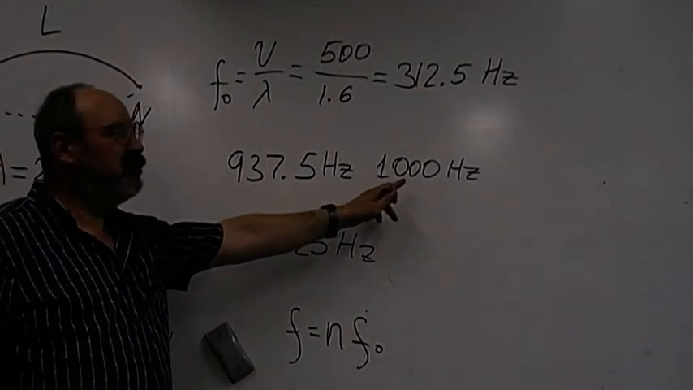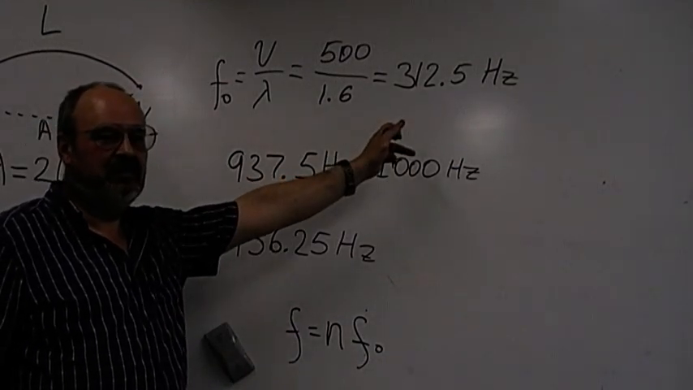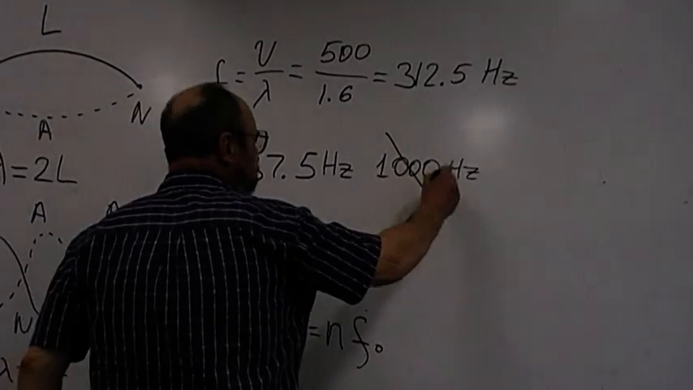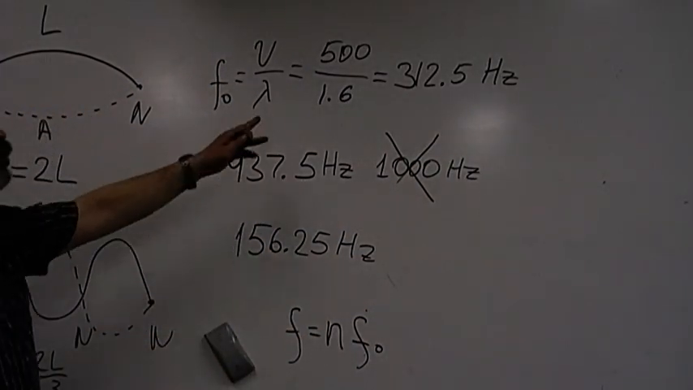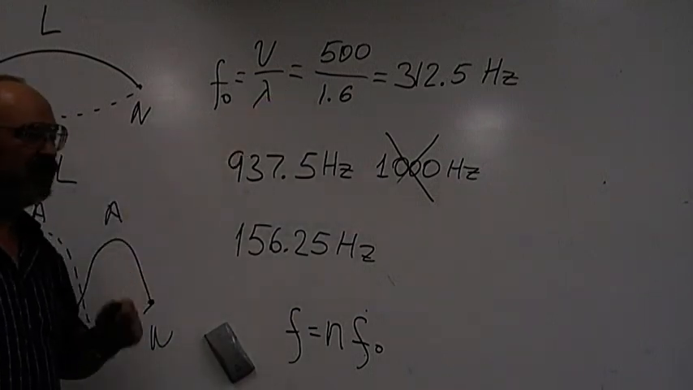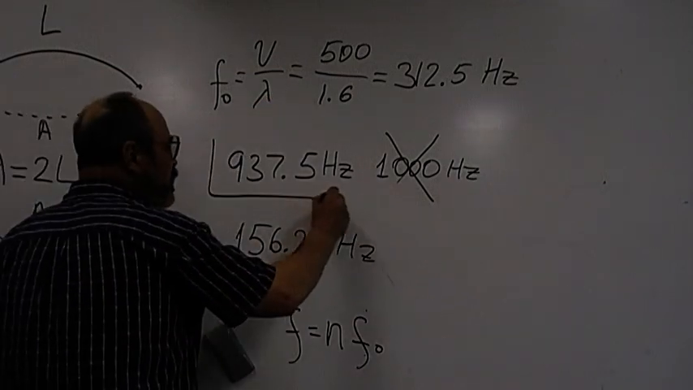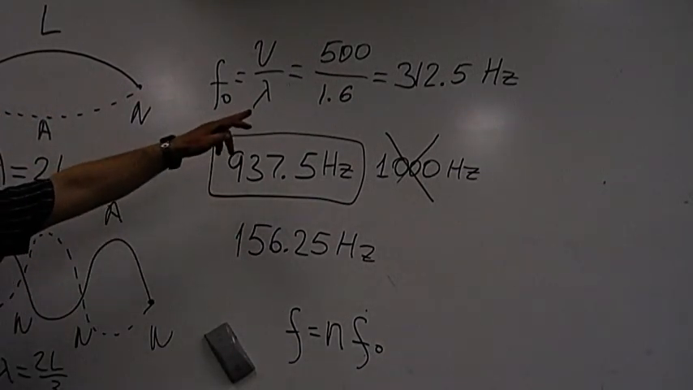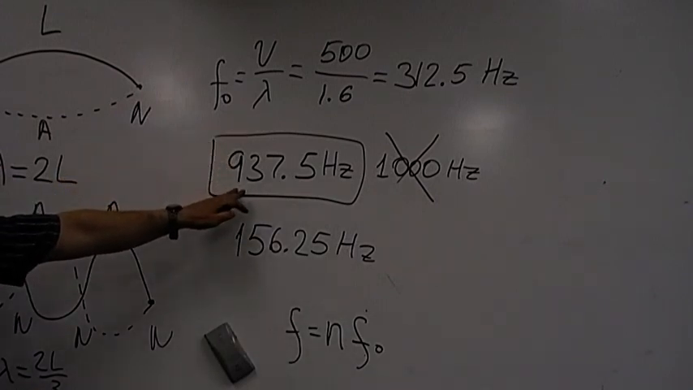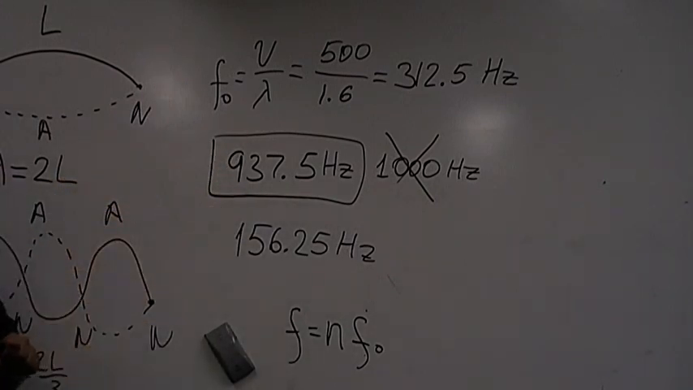This is not a multiple. No, that's half. And this is a half, but it has to be bigger because this is the lowest possible frequency. So the answer is this one, and which harmonic will it be? Third harmonic, because we have 312.5 times 3.